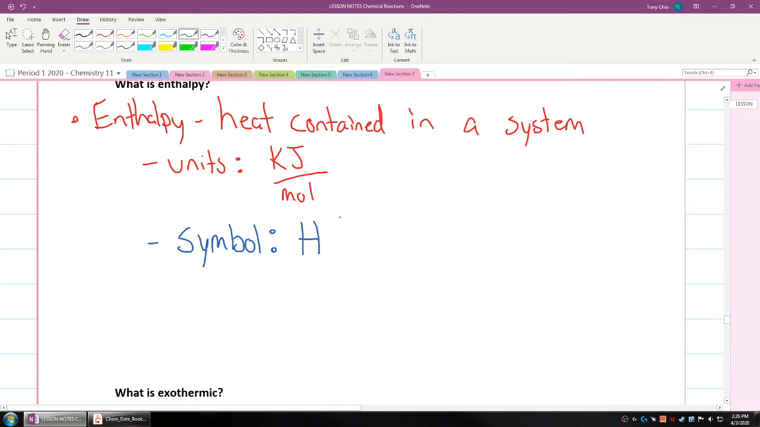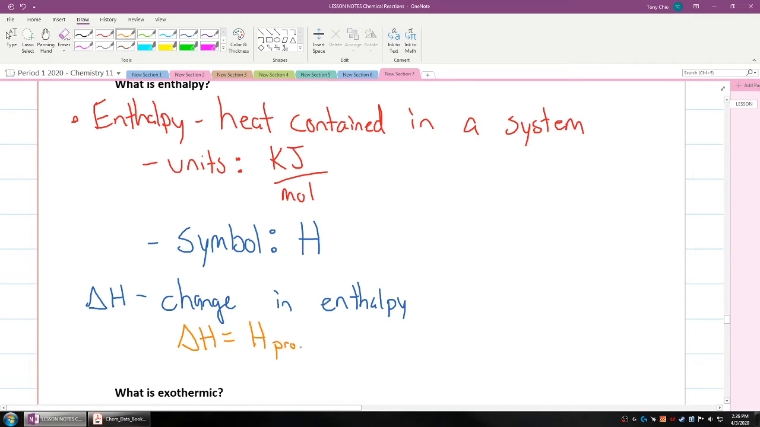So when you discuss this, delta H is going to be, well, delta means change. It's the change in enthalpy. And if it's a change in enthalpy, then we could write this as an equation where delta H is equal to H of the products minus the H of the reactants. The reason why this works is because usually in physics, for example, you could find change by finding the final of something minus the initial. In chemistry, we call that final products. We call that initial the reactants.